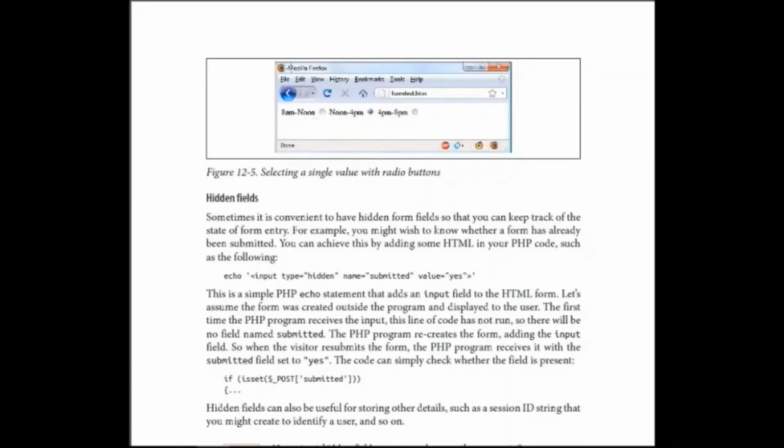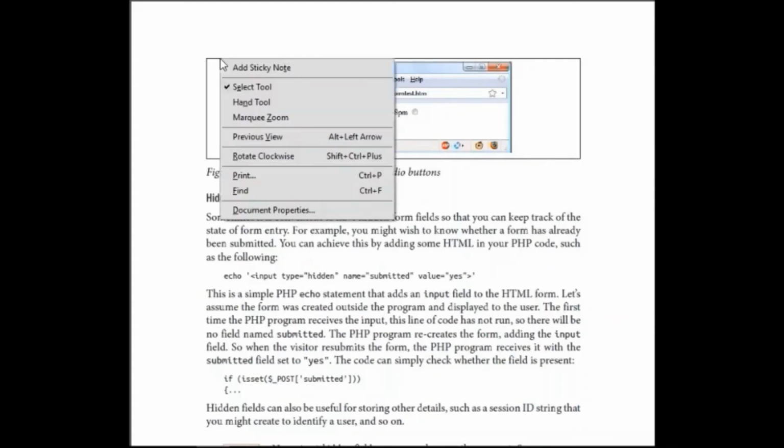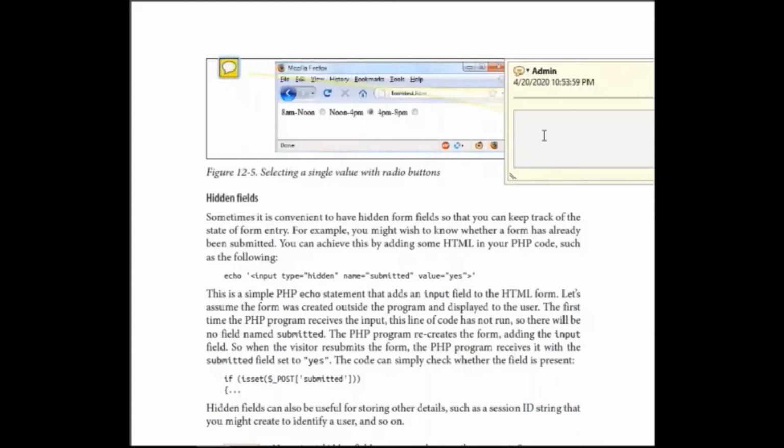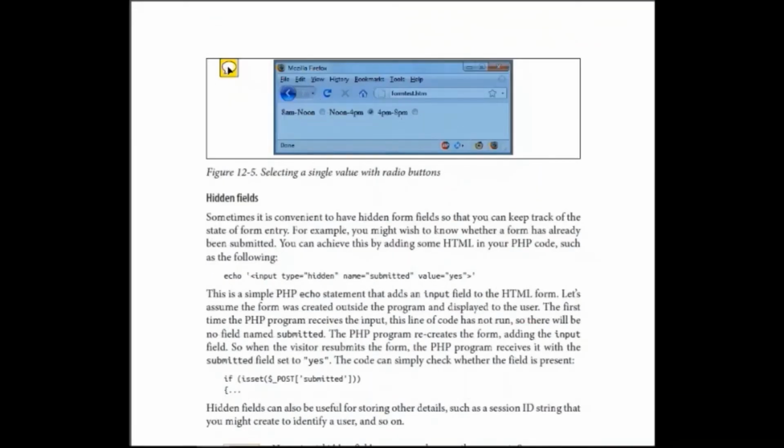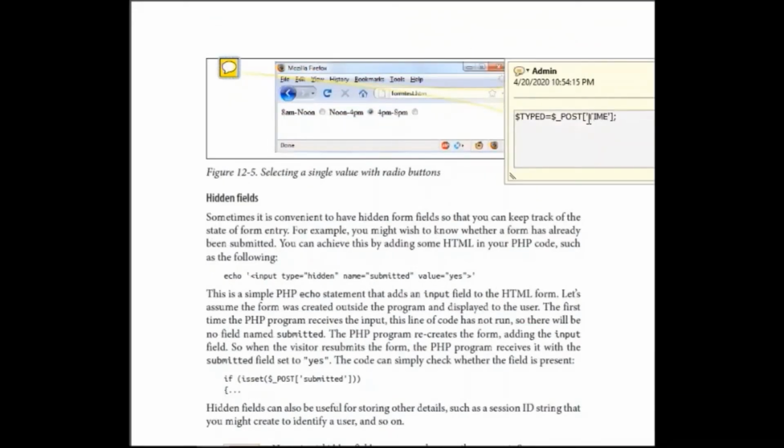So this is the output. I have clicked this second one, and if I want to print the value of this one, I want to also print what the user has typed. So what I'm going to do, I'm simply going to get the value. Sometimes you need to know what the user has pressed, what the selection of your user is. So what was the name of this radio button? Time. So we will give here time, and then we will echo typed.